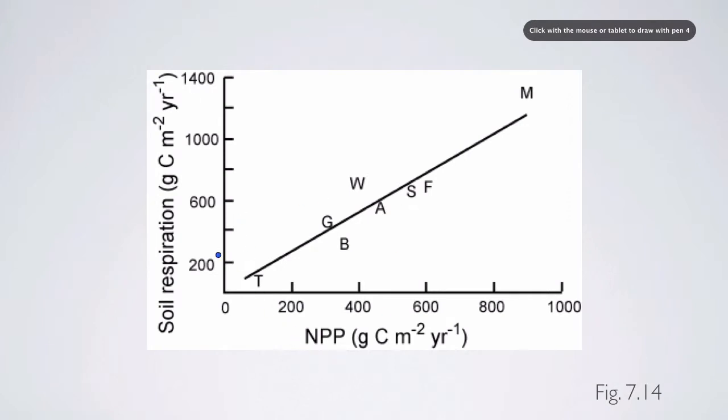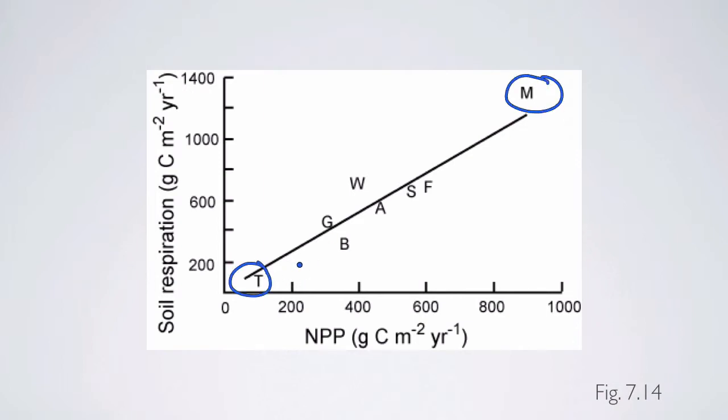So we can take a look at what's the relationship between how much carbon comes out of the soil as biomass is produced. And essentially what you see is that those ecosystems that have high NPP also have a lot of carbon being lost from the soils. So M here is a wet tropical forest, T is tundra, and you have ecosystems here in the middle. Those ecosystems with the highest productivity have the most amount of soil respiration. And again, soil respiration is going to be the combination of respiration from microbes plus respiration from roots.